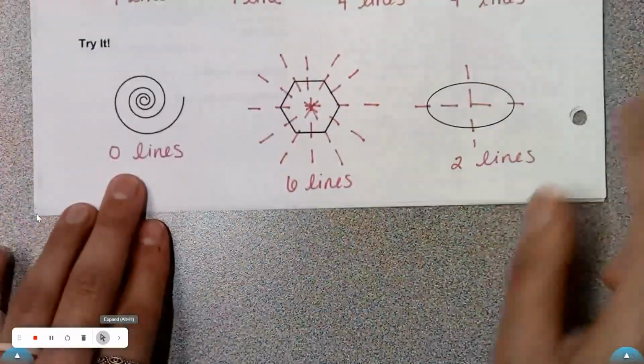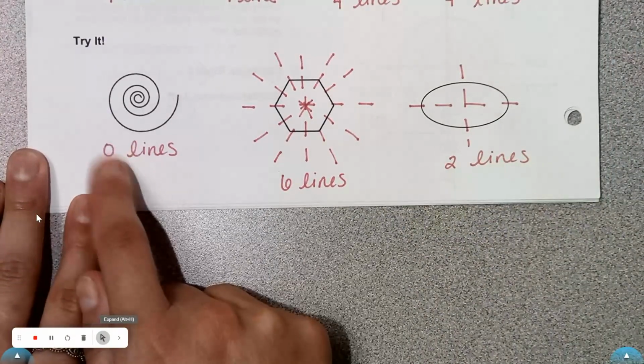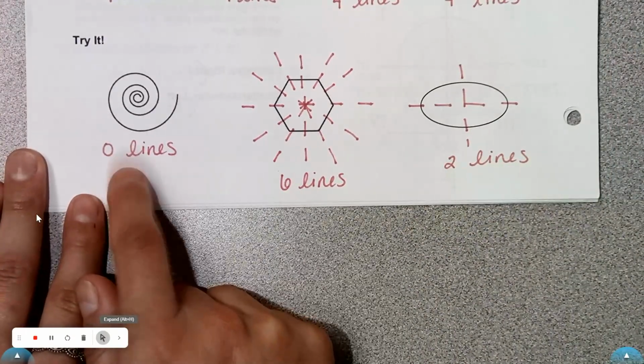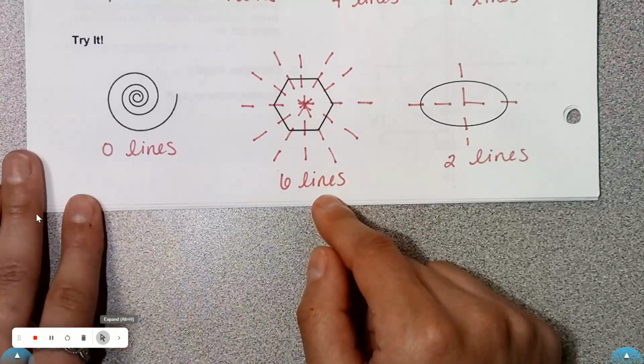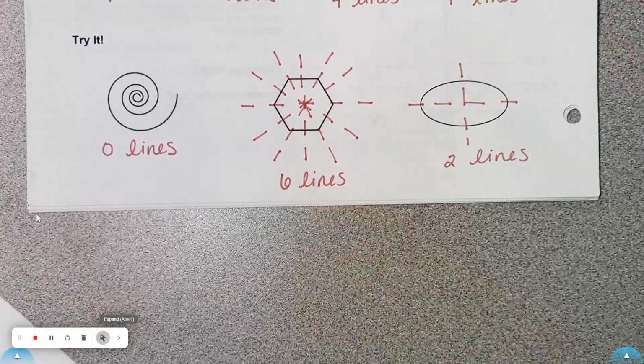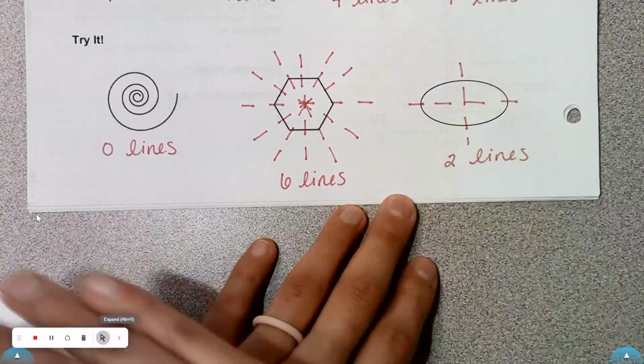All right, so for the 3 at the bottom, you should have gotten 0 lines. You have no symmetry here. Wherever I draw a line, it won't be the same on both sides. So this one is 0. For the hexagon, you have 6, which is a lot. I would recommend you keep turning your paper until you make a full circle. I think that helps a lot. And for the oval, there are only 2, straight up and down and left and right.